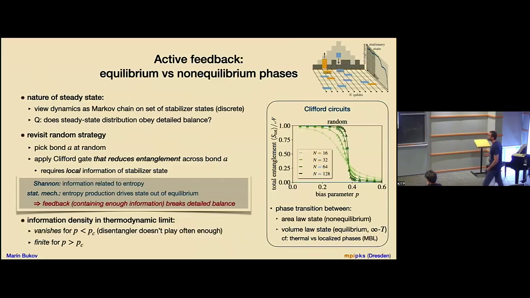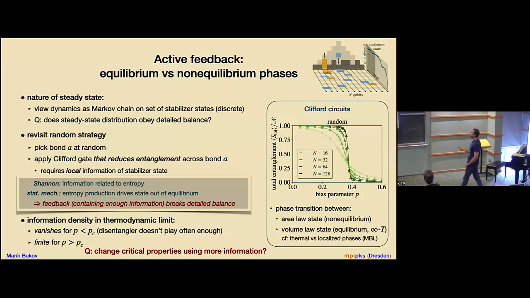But what happens from the perspective of information? The idea is that there's a critical information density as you scale the system up into the thermodynamic limit, and this information density vanishes below the critical point. In other words, the disentangler doesn't play often enough. There's not enough information that goes into our daemon. Whereas for probabilities greater than PC, there's a finite critical information density, and therefore the state is an area law state. So this was the random agent.